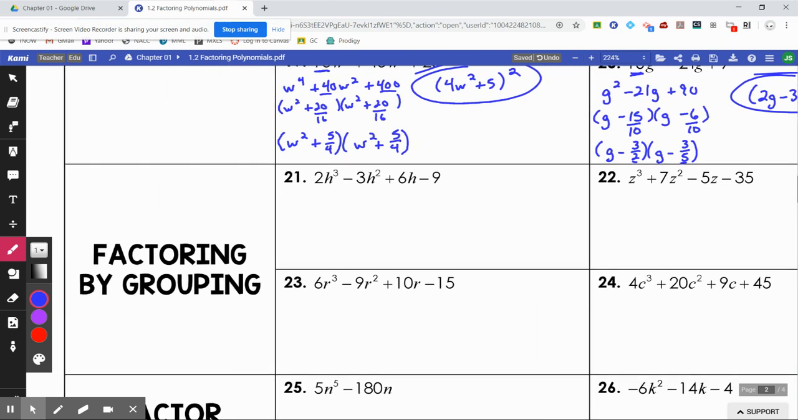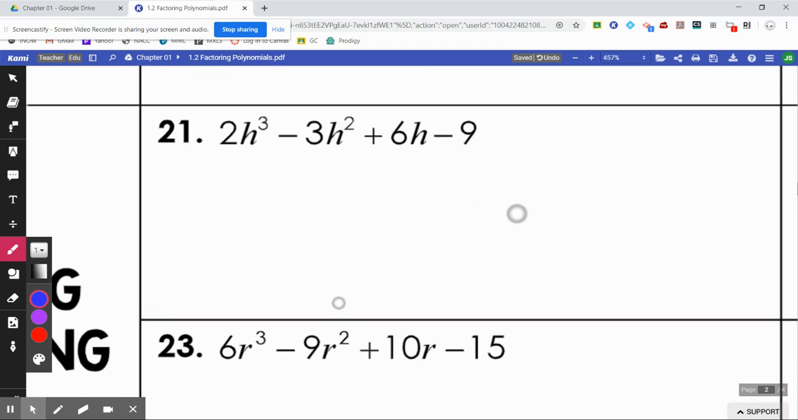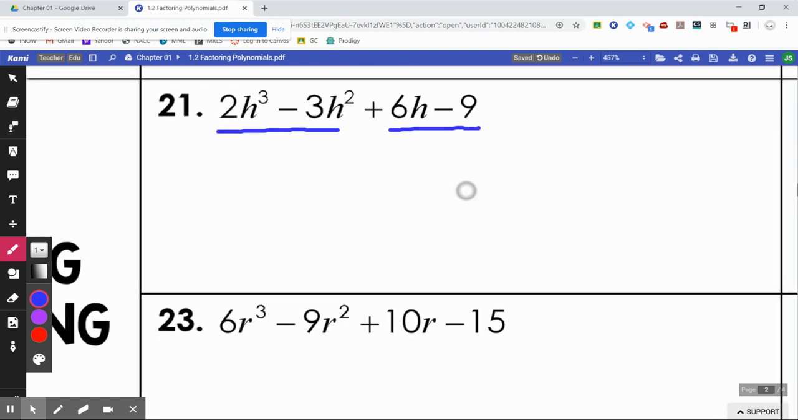Okay, next up, factoring by grouping. Anytime you have 4 terms, 6 terms, 8 terms, always try to group them together. So with factoring by grouping, we're going to group our first two and our last two. We're going to try that to begin with. We're going to see common factors of this group.